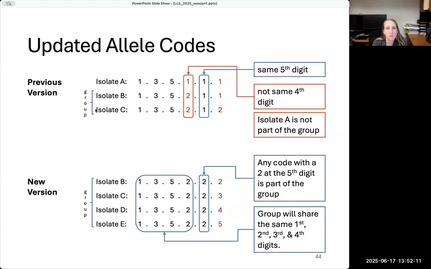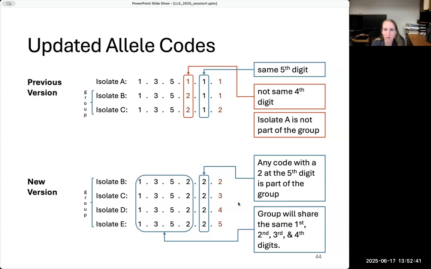So here's this example showing how the allele codes work with the previous version versus the new version. In this example, with isolate A, B, and C, they share the same fifth digit, but not the same fourth digit, right? So isolate A would not be part of the group because it has a different fifth digit, even though it has the same fourth digit.